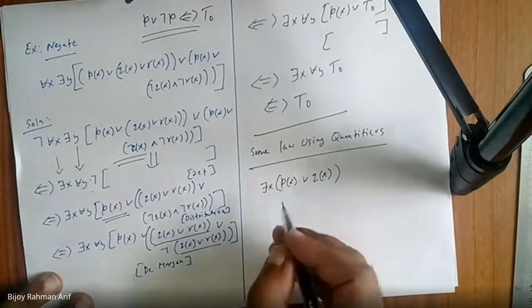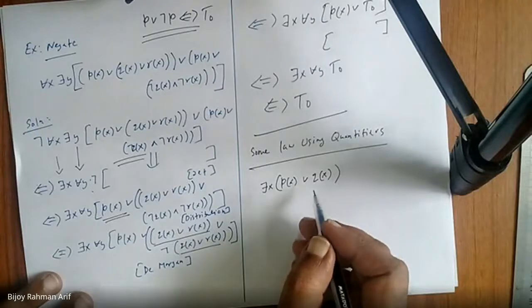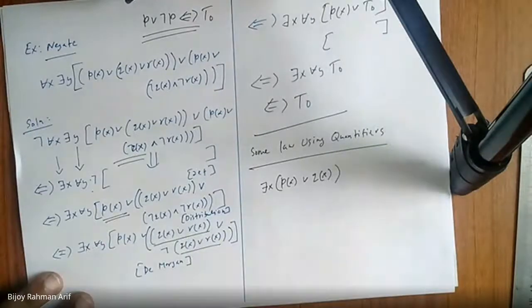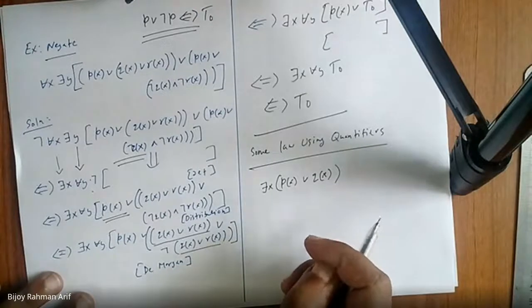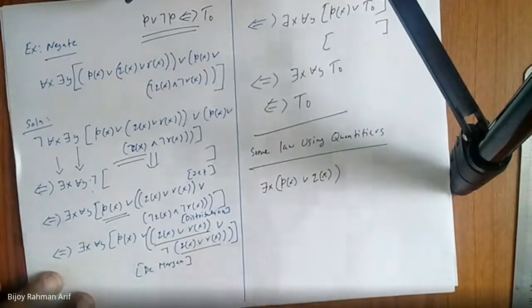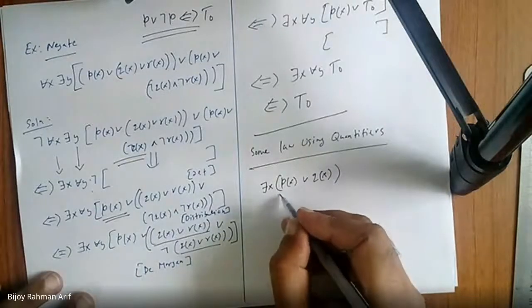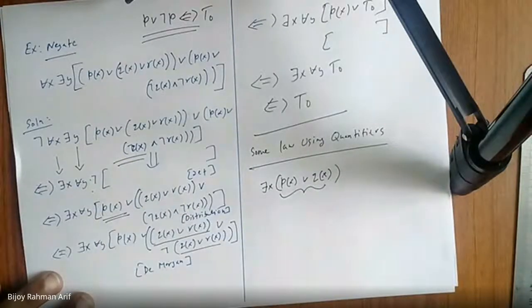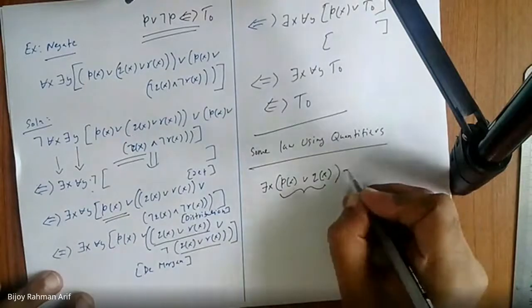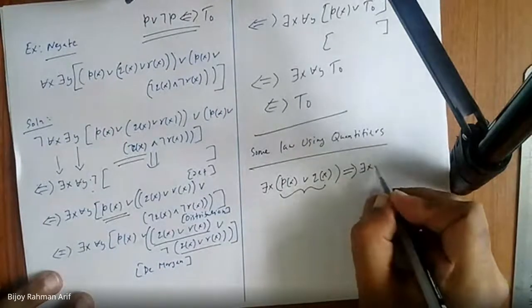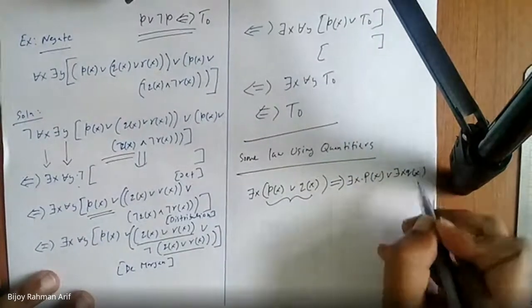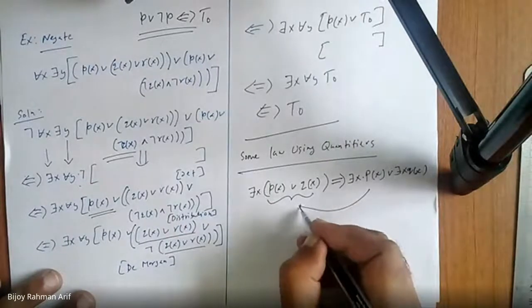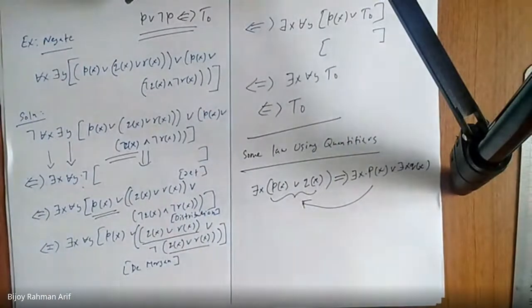Some x, px or qx. What is the meaning of this? There is at least one value for which this is true. Am I right? So this one means some x, px is true or some x, qx is true, but not the reverse. This one is not true. Okay, so it is one way.